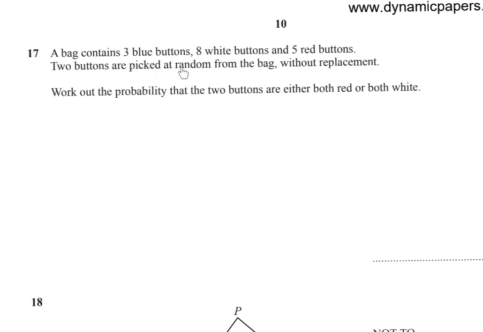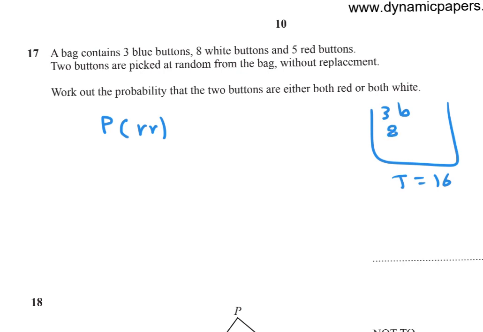17. A bag contains 3 blue buttons, 8 white buttons and 5 red buttons. Two buttons are picked at random from the bag without replacement. Work out the probability that the two buttons are either both red or both white. So, probability of both red. The total is 3 plus 8, 11, plus 5, 16. We have 3 blue, 8 white and 5 red. So probability red and red is 5 over 16 times 4 over 15.